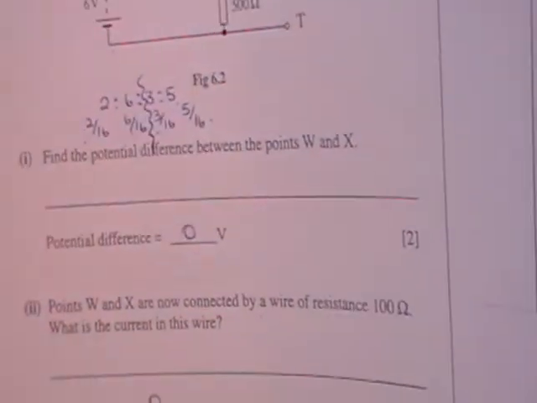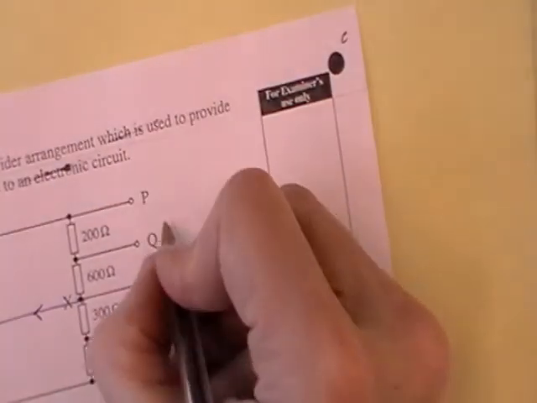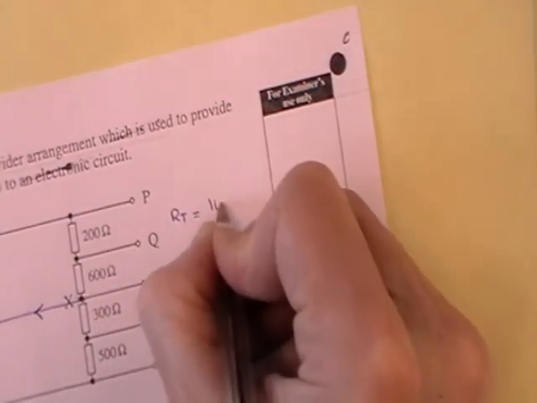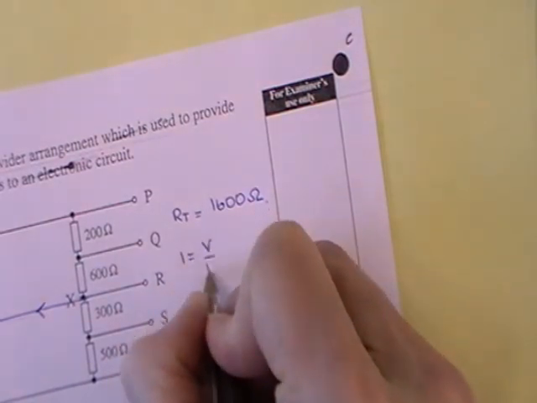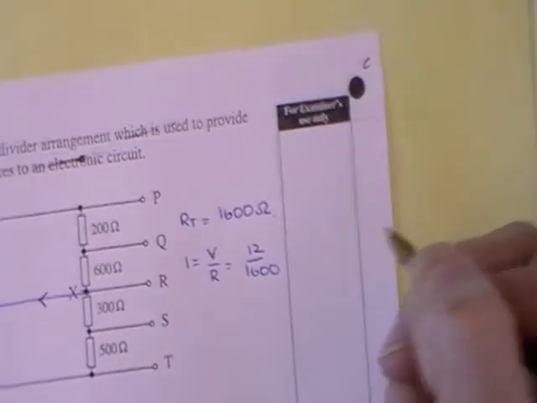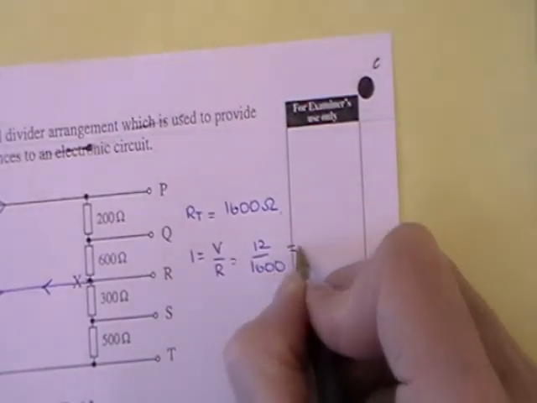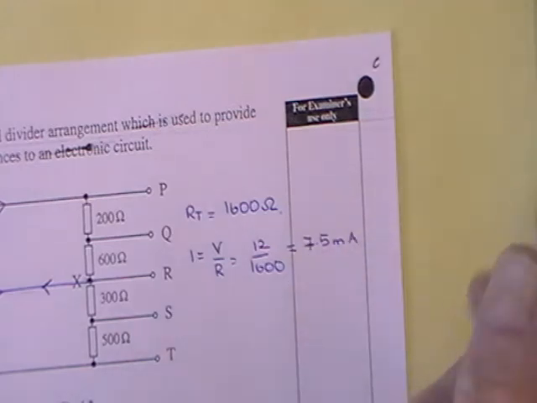The total resistance in the circuit is just those all added, which is 1600 ohms. So the current in the circuit is V over R, which is 12 over 1600 ohms. And that gives you a total answer of 7.5 milliamps, or 7.5 by 10 to the minus 3 amps.